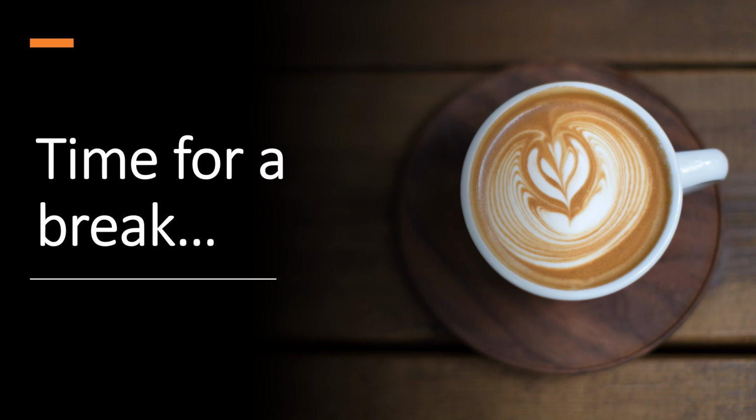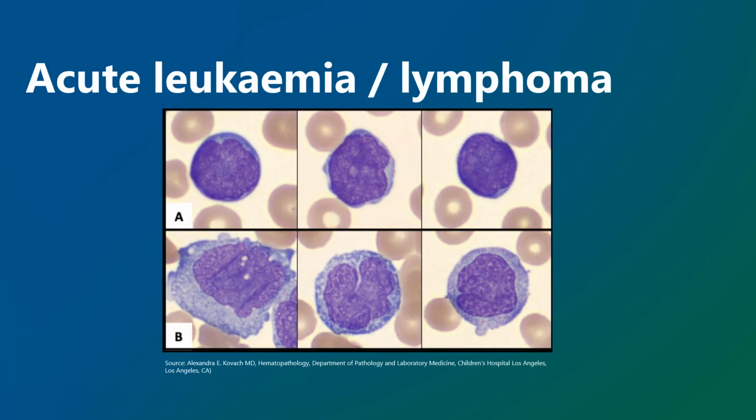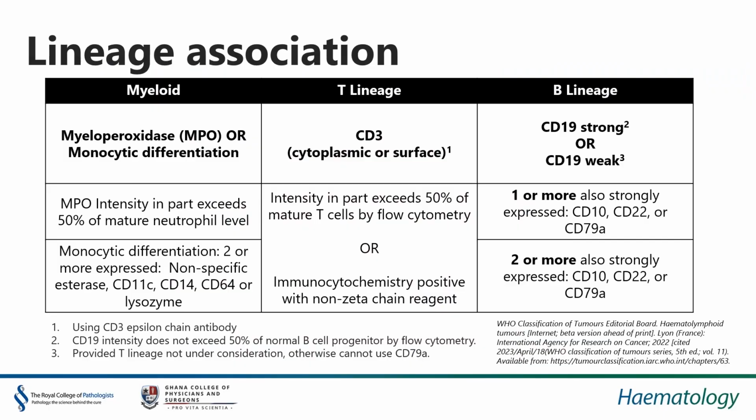Welcome back. And so now let's have a look at the role of flow cytometry in acute leukemia. So this table summarizes quite nicely the process of lineage association to progenitor cells for suspected acute leukemia. So in order to assign characterization, we can use lineage-specific antigen targets.